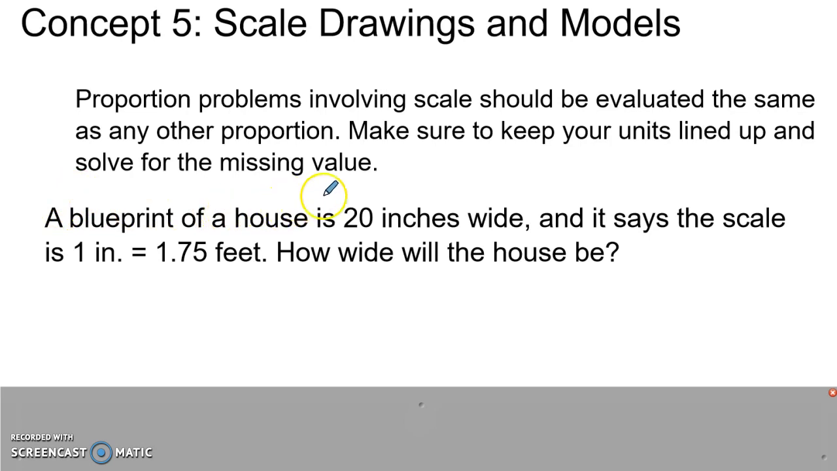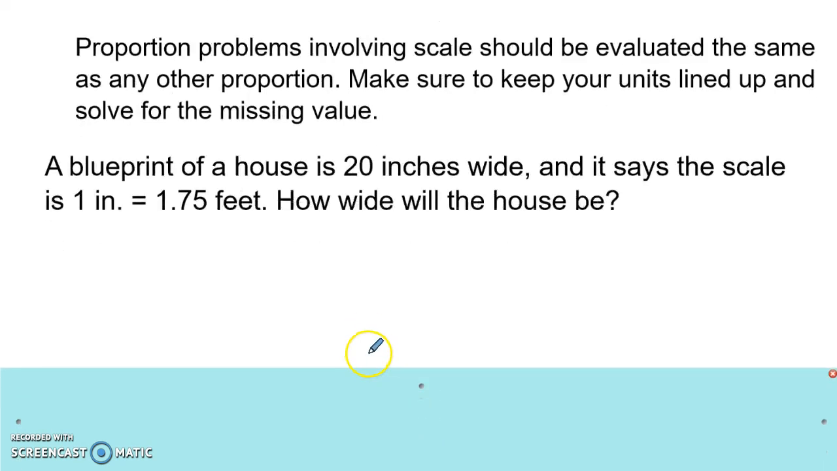A blueprint of a house is 20 inches wide, and it says the scale is 1 inch equals 1.75 feet. How wide will the house be? All right, so the first thing to look at is what units do I have? Well, I've got inches here, the 20 inches wide. I've got 1 inch here, and then I've got feet. So I know that my missing value is going to be the number of feet. That's how wide the house is going to be.